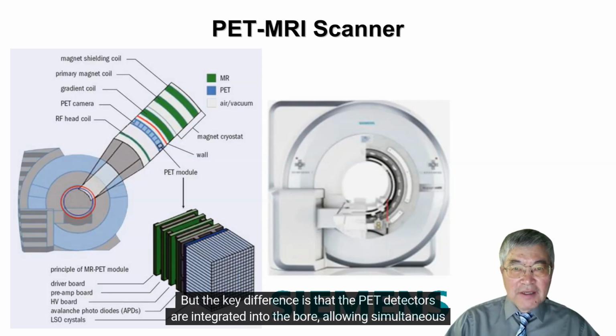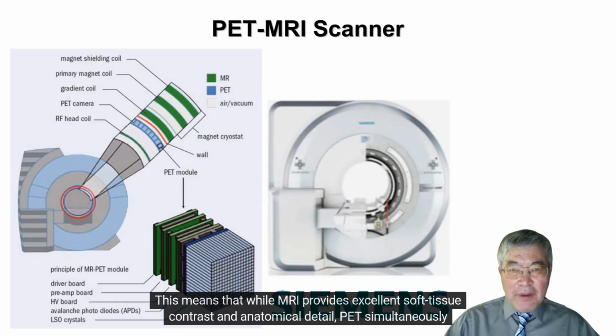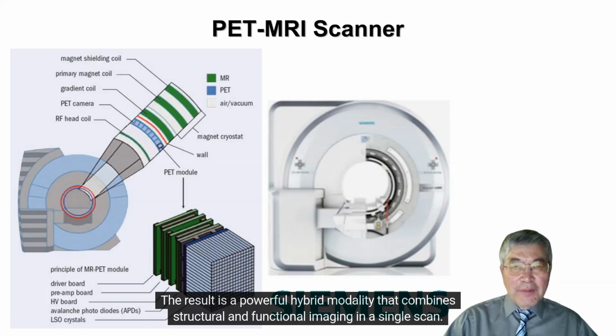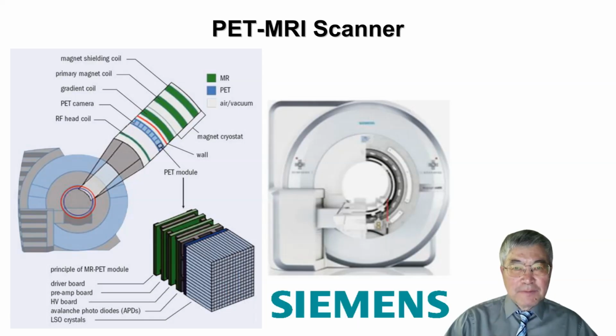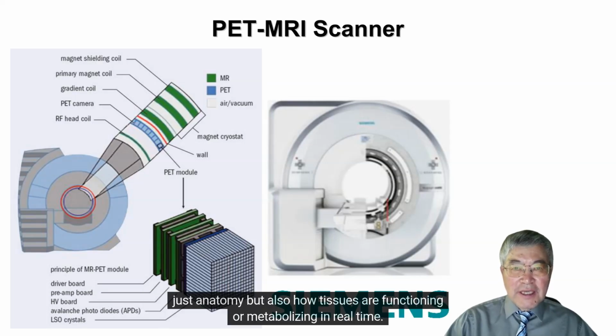On the right-hand side, the Siemens Clinical PET MRI scanner looks very much like a conventional MRI machine. But the key difference is that the PET detectors are integrated into the bore, allowing simultaneous acquisition of MRI data and PET data. This means that while MRI provides excellent soft tissue contrast and anatomical detail, PET simultaneously provides functional and metabolic information. The result is a powerful hybrid modality that combines structural and functional imaging in a single scan. This PET MRI approach is especially important in neurology, oncology, and cardiology, where you want to see not just anatomy but also how tissues are functioning or metabolizing in real time.